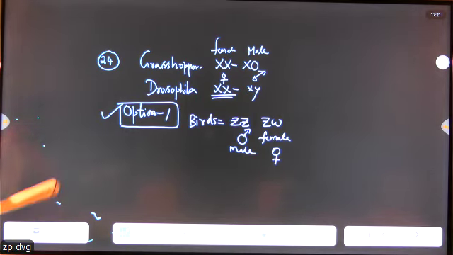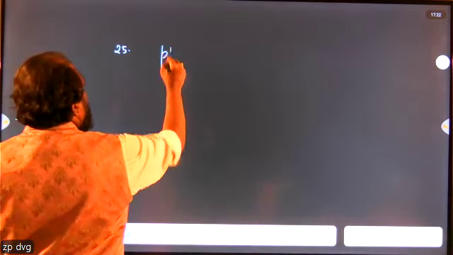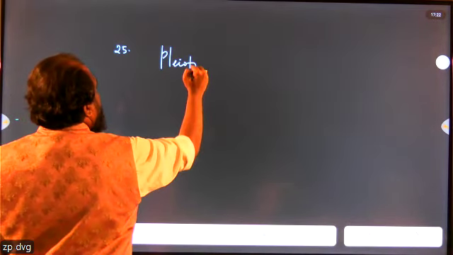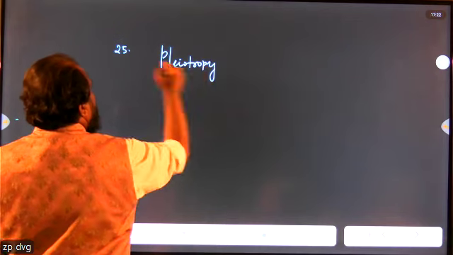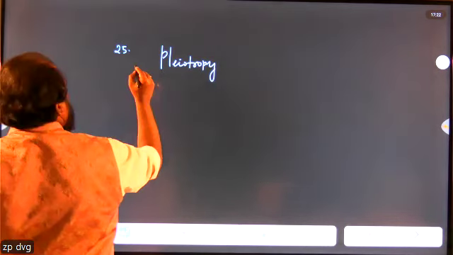Clear? So this is question number 24, which we will finish. Now question number 25, very simple. Phenylketonuria is an example of polygenic? No, we already studied. Phenylketonuria is an example of pleiotropy, one gene responsible for many traits.